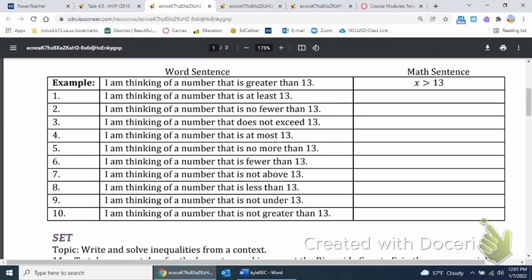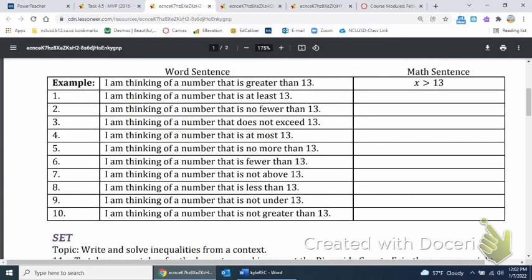If you're looking on the Ready, Set, Go here, do you guys see this table? So they're giving you a sentence in words, okay? And then they want you to translate it into a math sentence. Okay, let me pause the video. All right, so we're trying to translate from English to Mathlish, basically.